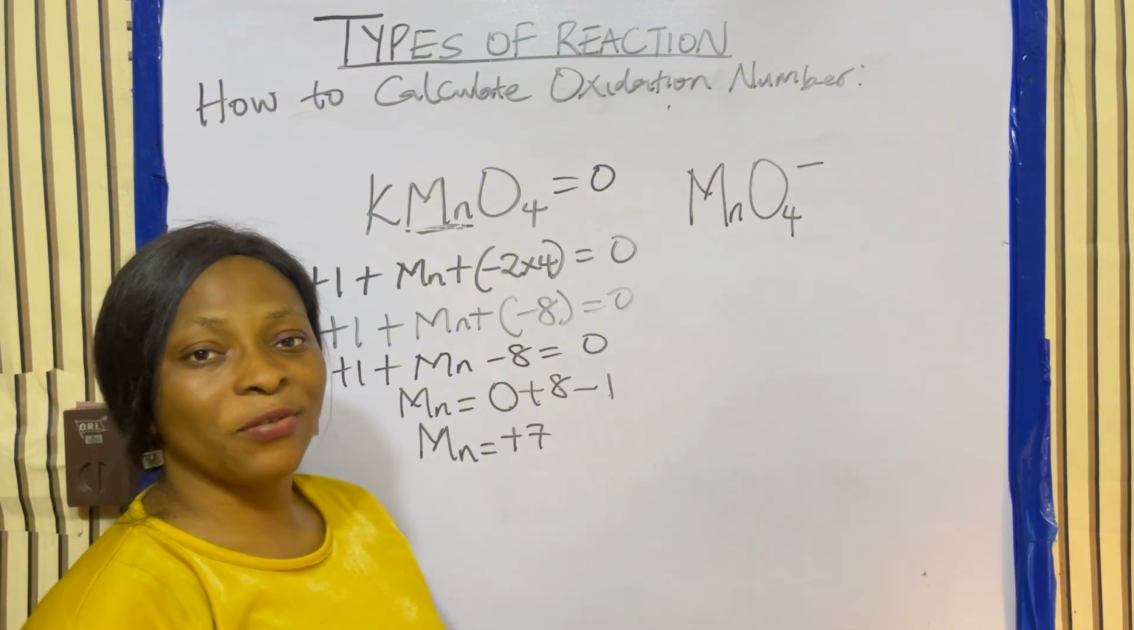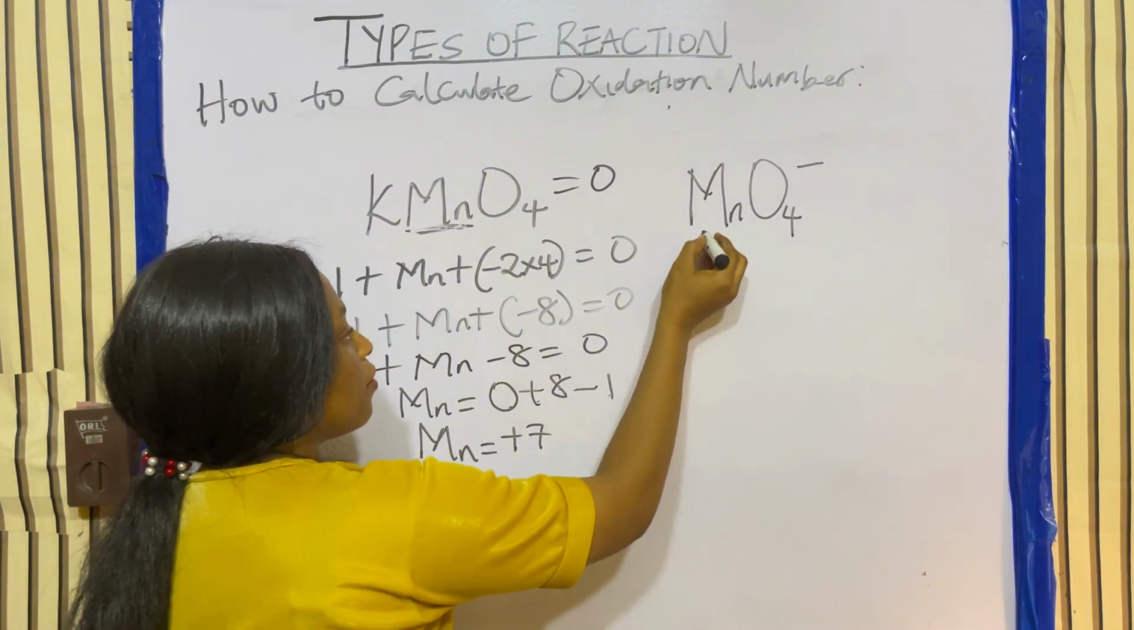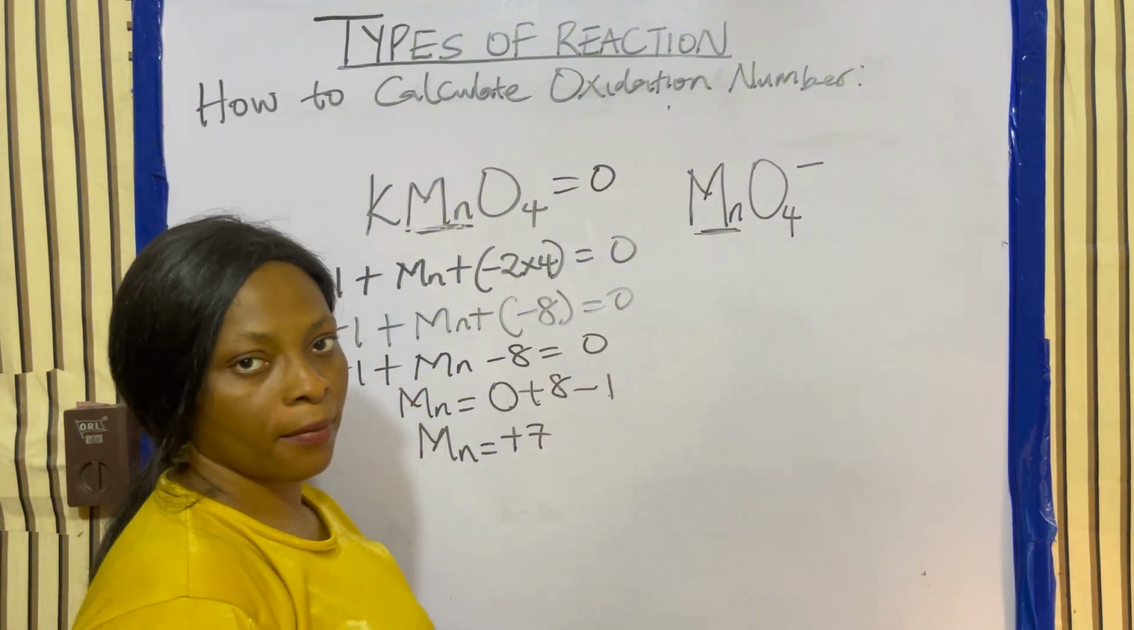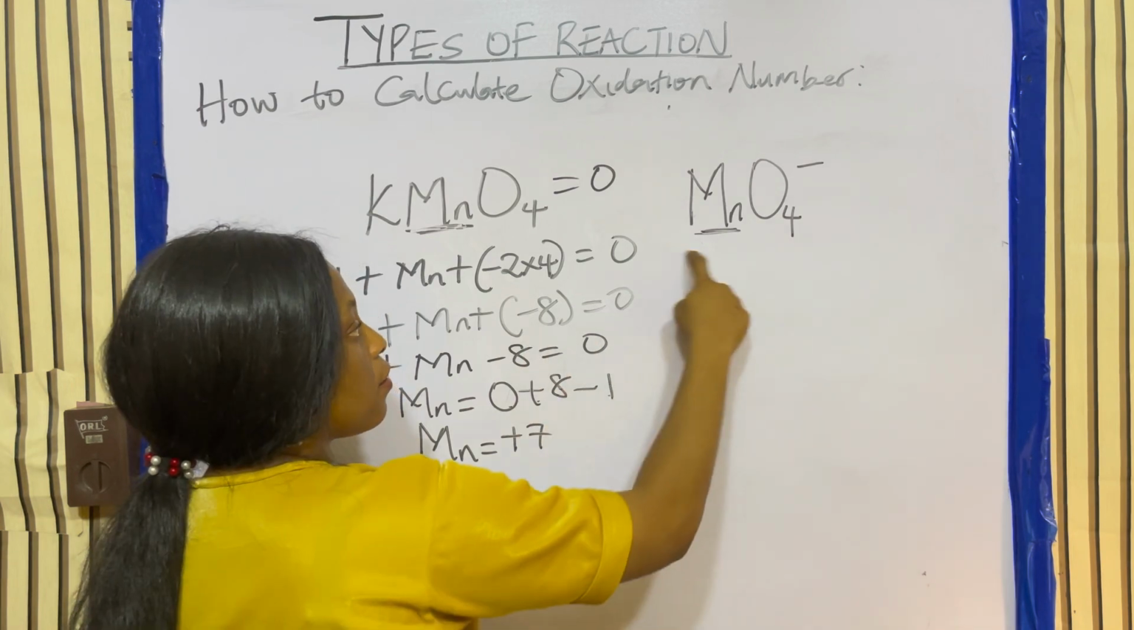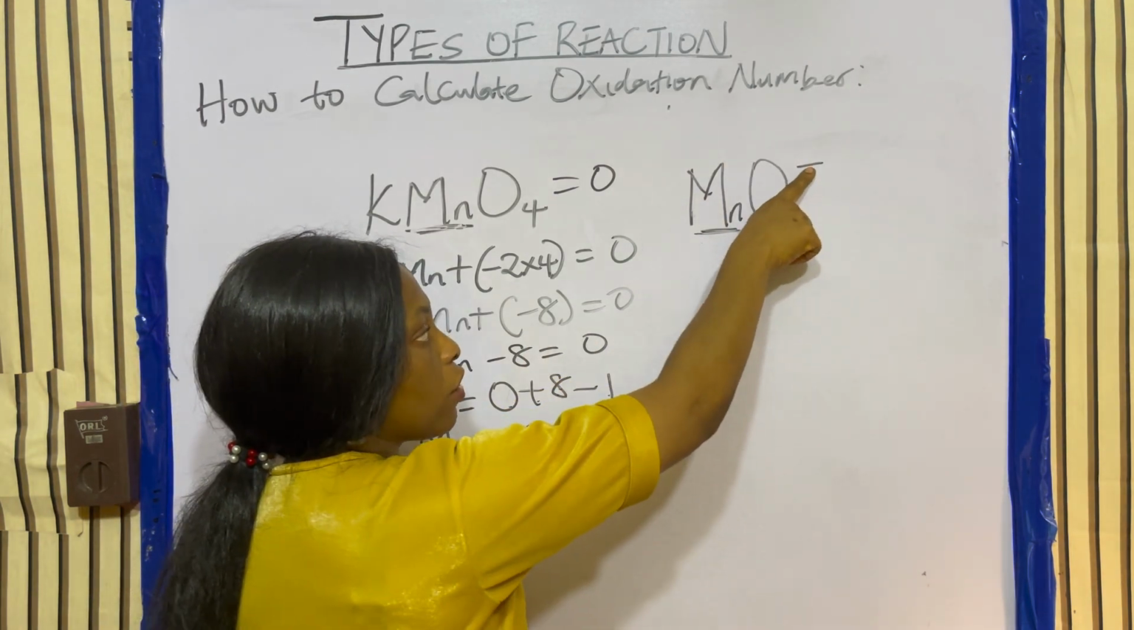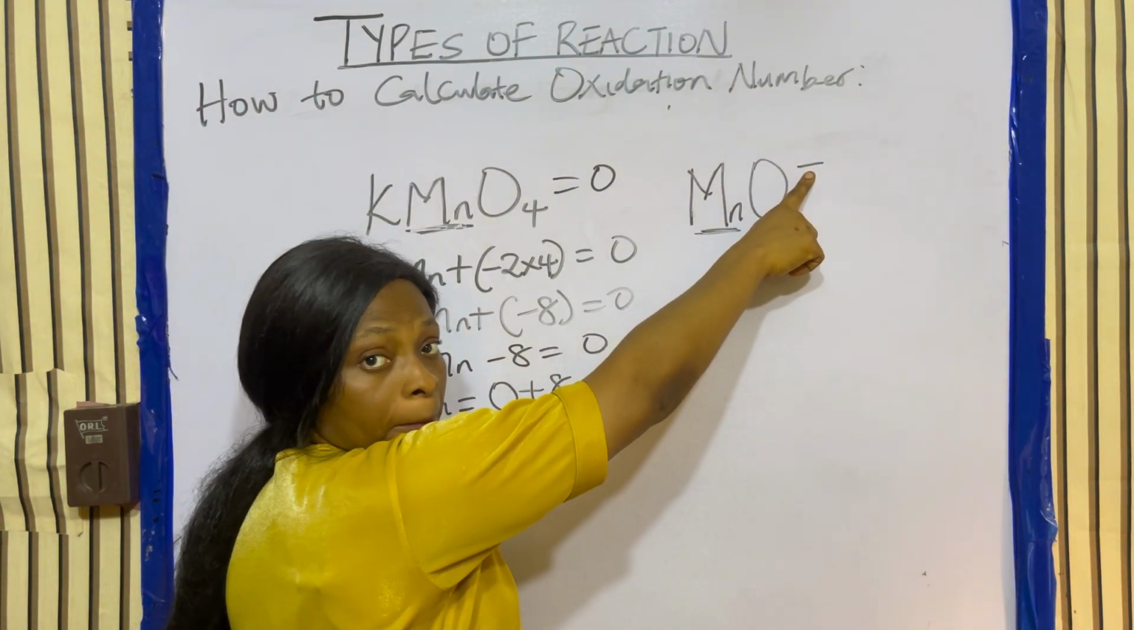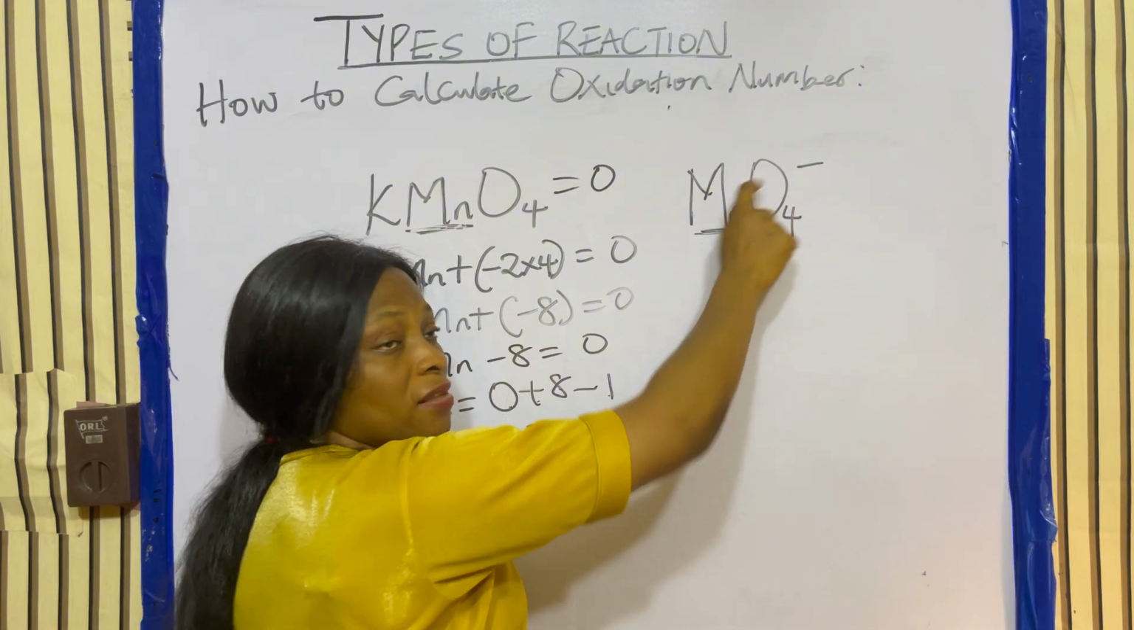Okay, so let's look at this question. We are asked to find the oxidation state of manganese here. Now, take note, this is not neutral. So the oxidation number is equal to the sum. The oxidation number is equal to this charge.